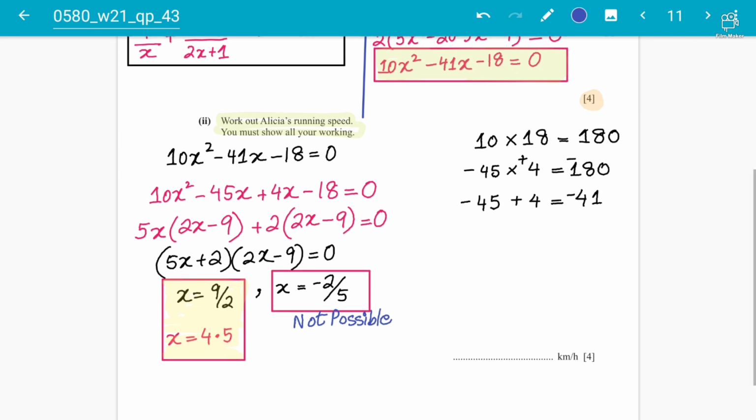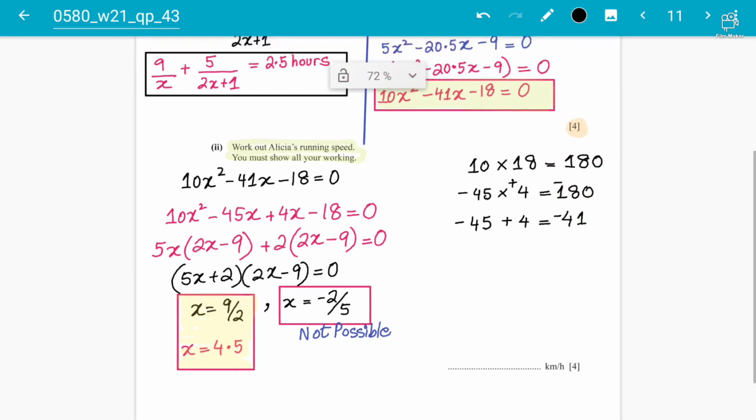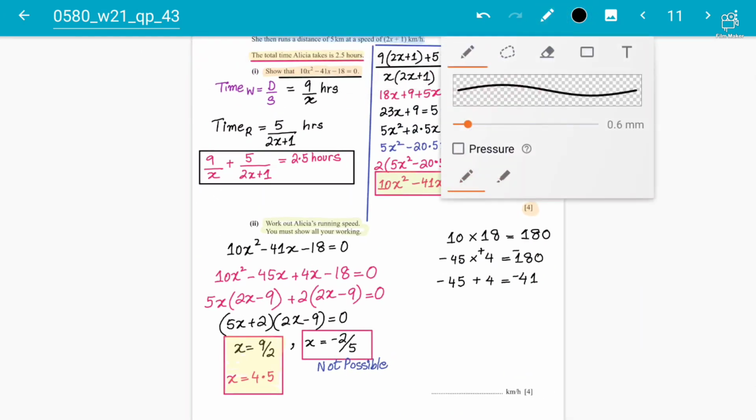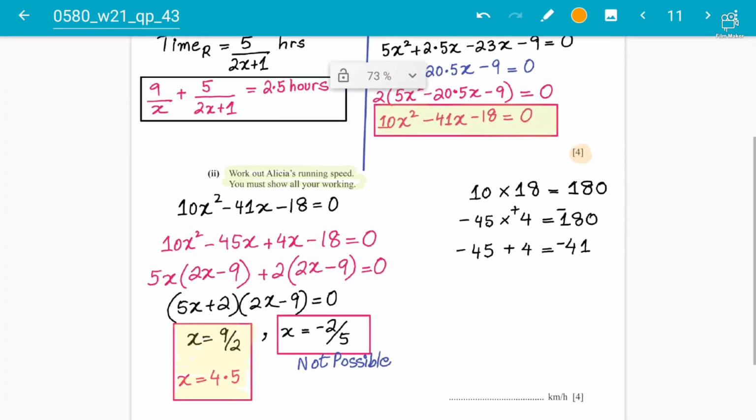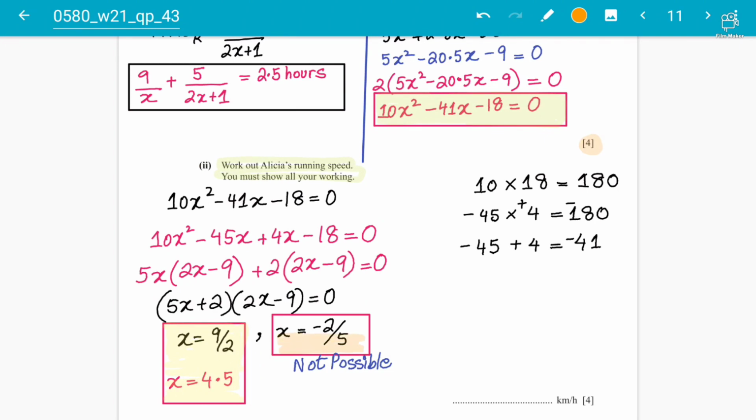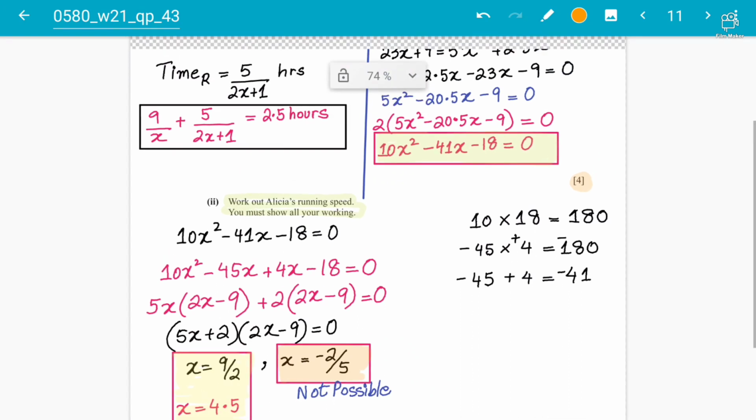Now understand, students, negative speed is not possible. First, make sure that after factorization, the middle term is broken correctly. You can use the quadratic formula as well. If there is any question related to that, you can ask. I'll send you the quadratic formula working as well. But x equals negative 2 over 5 is not possible, definitely, because speed cannot be negative.